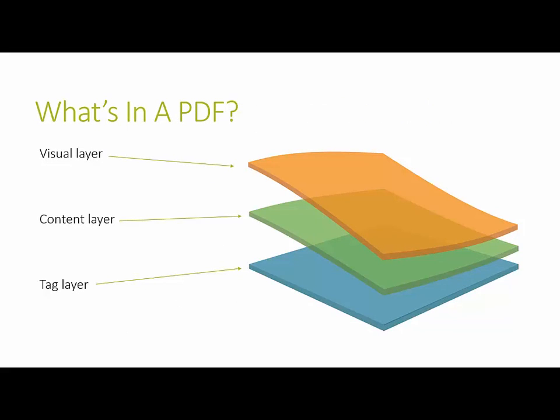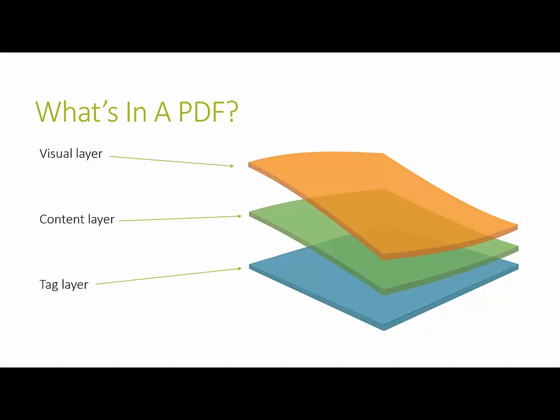So what is in a PDF? Before we go further, I think it's important to get a few things straight. So there are 3 different layers in a PDF. There's the visual layer, which is what you see when you look at a PDF. There's the content layer, which is the textual information that is associated with the visual layer. In an accessible PDF, the reading order of the content layer mimics the order implied by the visual layer of the document, so they correspond.